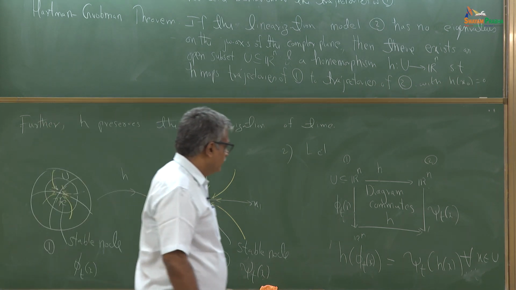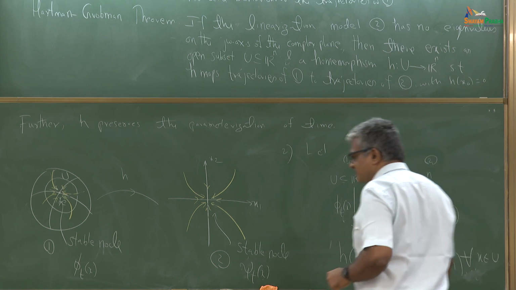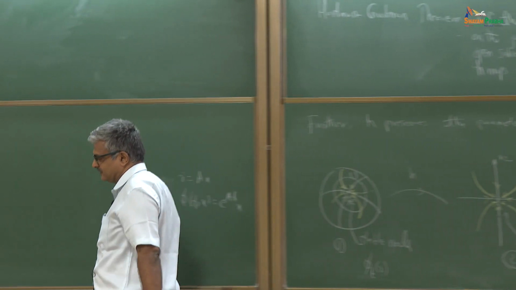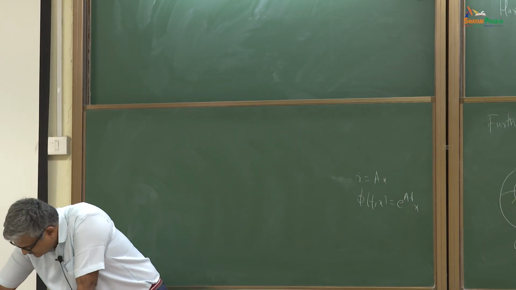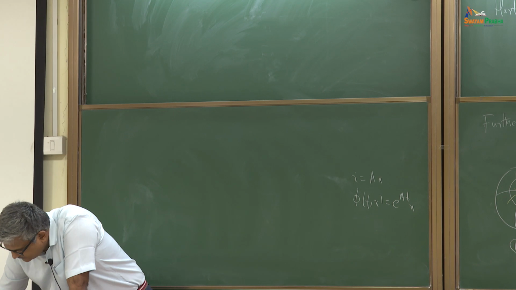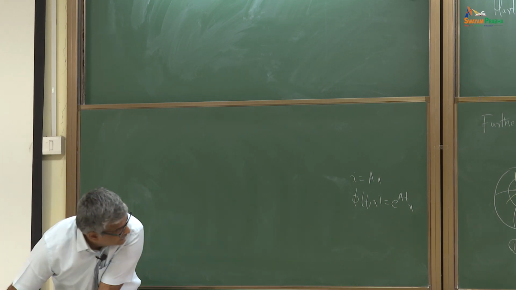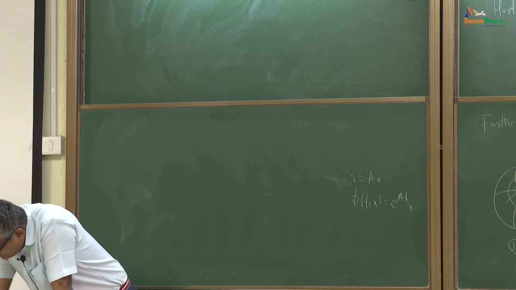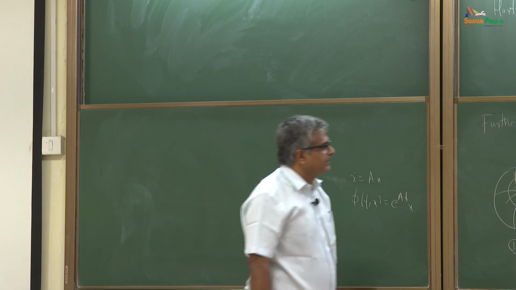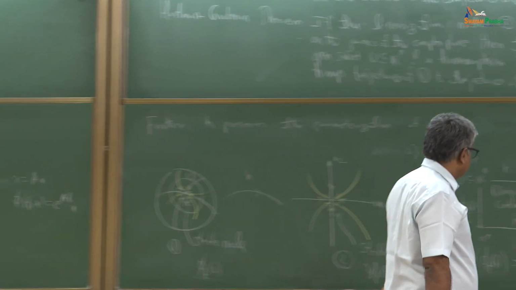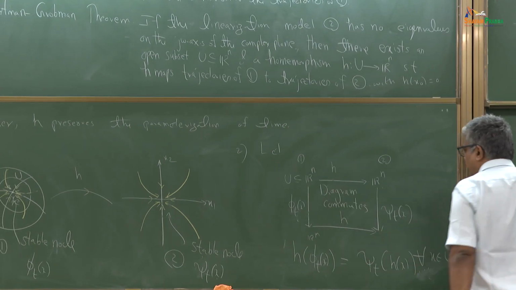Now, let me just cross check whether everything we have done is correct. Yeah, perfect. Okay. So this relation says that this diagram commutes.